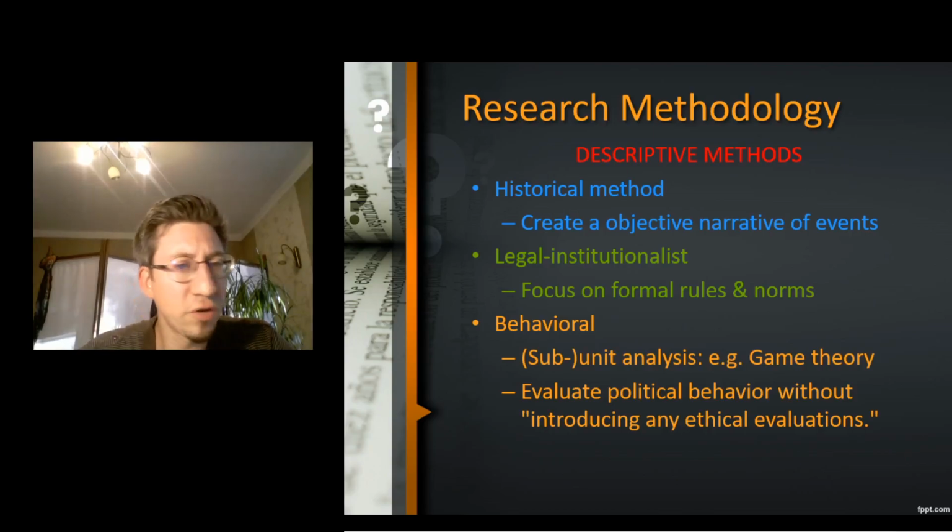So these are different approaches. I just want to highlight this. These are all descriptive methods in a way.